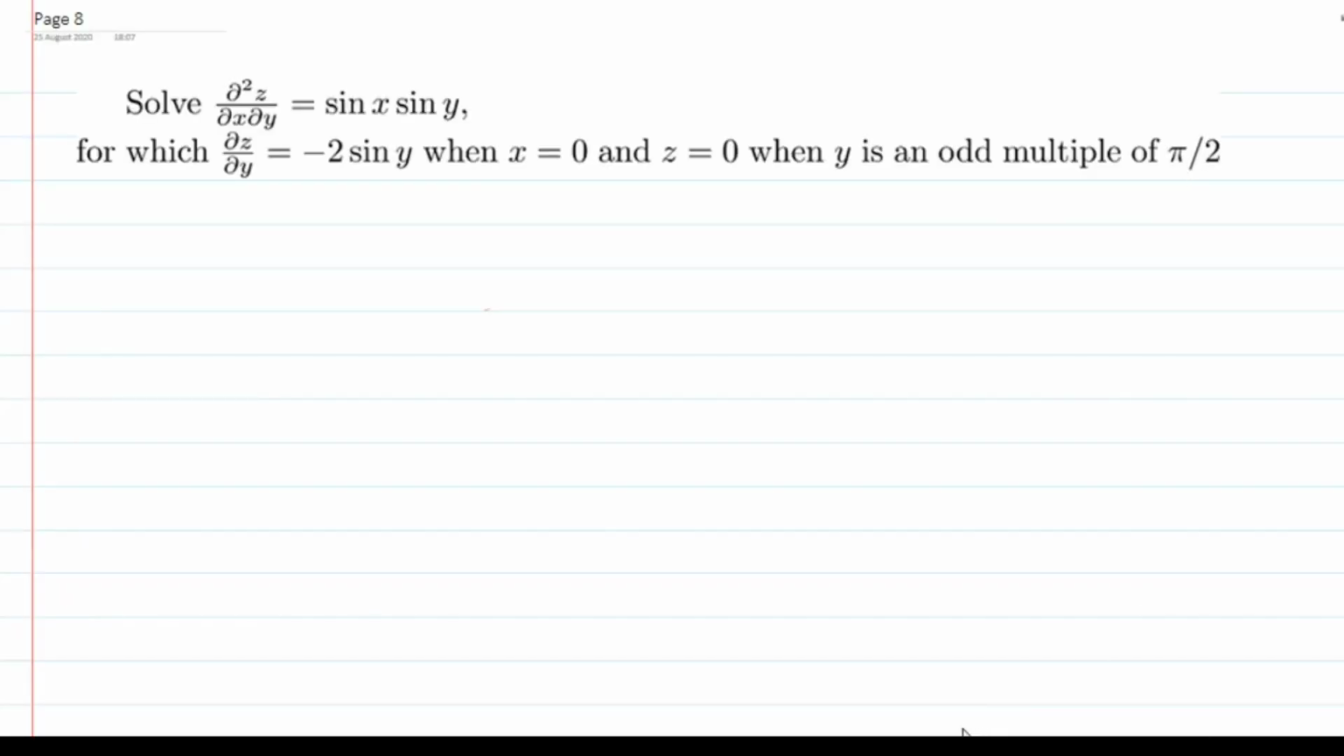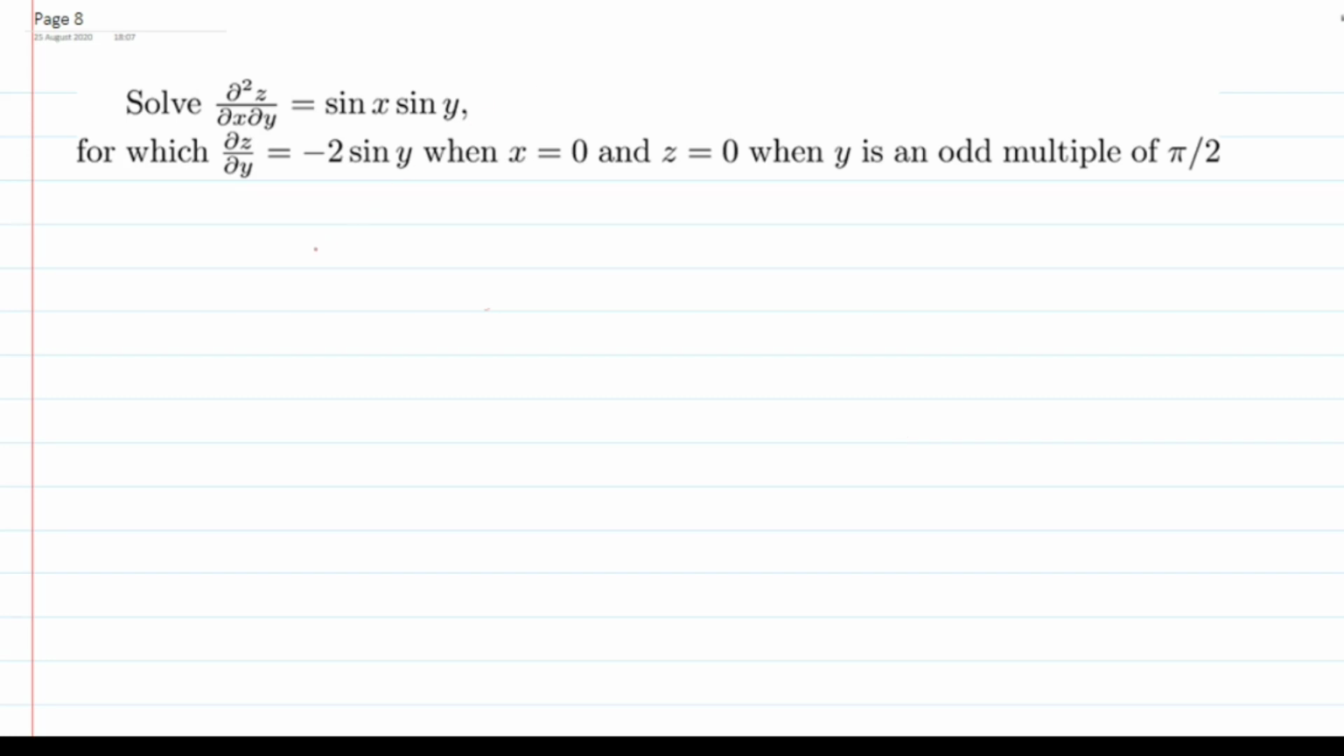So let us see another problem to find the solution of a partial differential equation: ∂²z/∂x∂y = sin x sin y. Also some initial conditions are given: ∂z/∂y = -2 sin y when x = 0, and z = 0 when y is an odd multiple of π/2. In this case we will first integrate with respect to x, keeping y as constant.